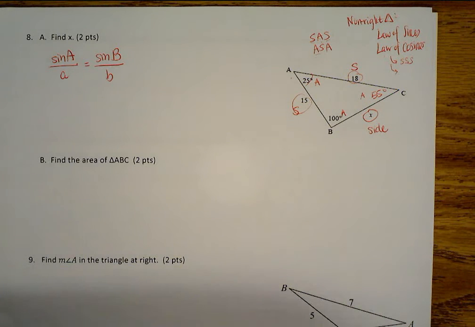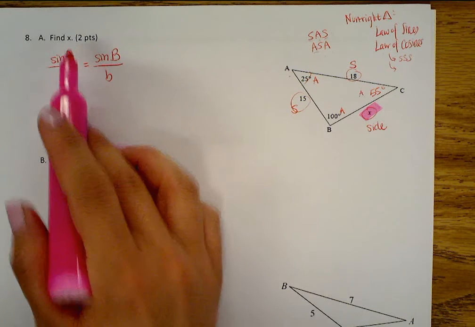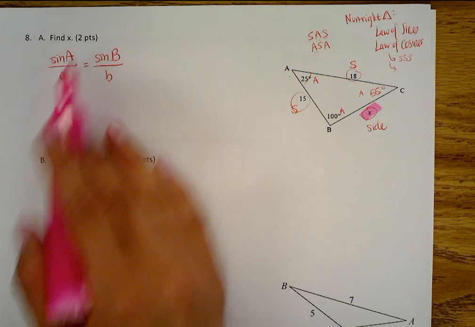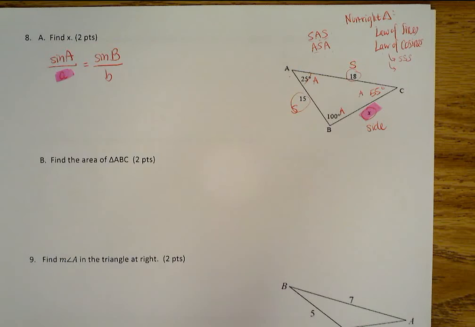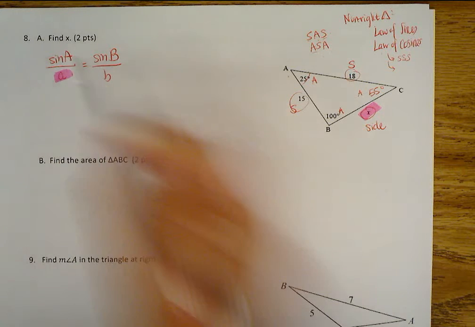So this is my side. So that side, is that going to go on the top or the bottom? Bottom, because remember the top is sine of an angle. The bottom is a side. It doesn't matter which one, so let's just go with this one, okay? So then which angle should I use for sine of A? The one that's opposite from my missing side.